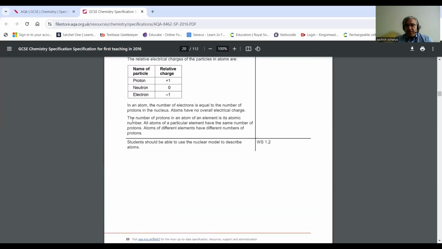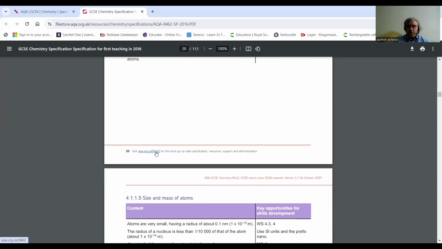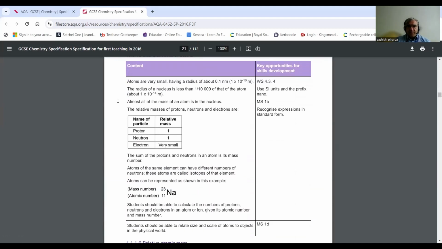We've got this: the number of protons in an atom of an element is the atomic number. That's pretty easy. And for an element, you have the same number of protons as electrons, so that explains why atoms are neutral charge. If we move forward, being aware of these numbers, look at that, the atoms are very small. The radius is 0.1 nanometer, that is 1 times 10 to the minus 10. The radius of a nucleus is less than 1/10,000th of that of an atom. So can you see that they've gone from 1 times 10 to the minus 10 to 1 times 10 to the minus 14? That is, of course, 10,000 times smaller.